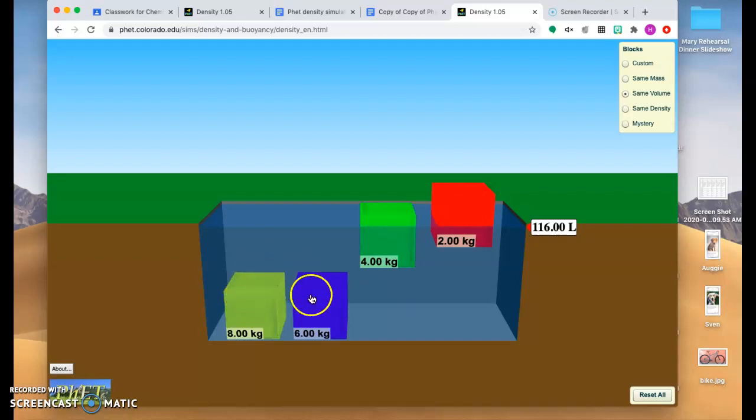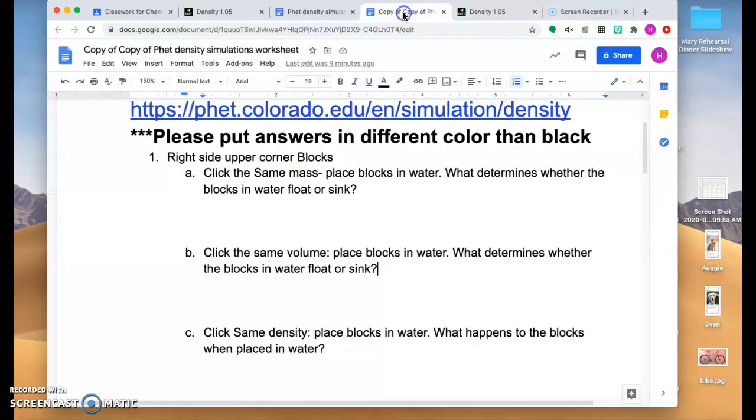So if I have all of the same volume, things that have a smaller mass are going to have a lower density, and things that have a bigger mass are going to have a greater density. We can only use mass as a comparison for density if the volume is the same for all of the objects.